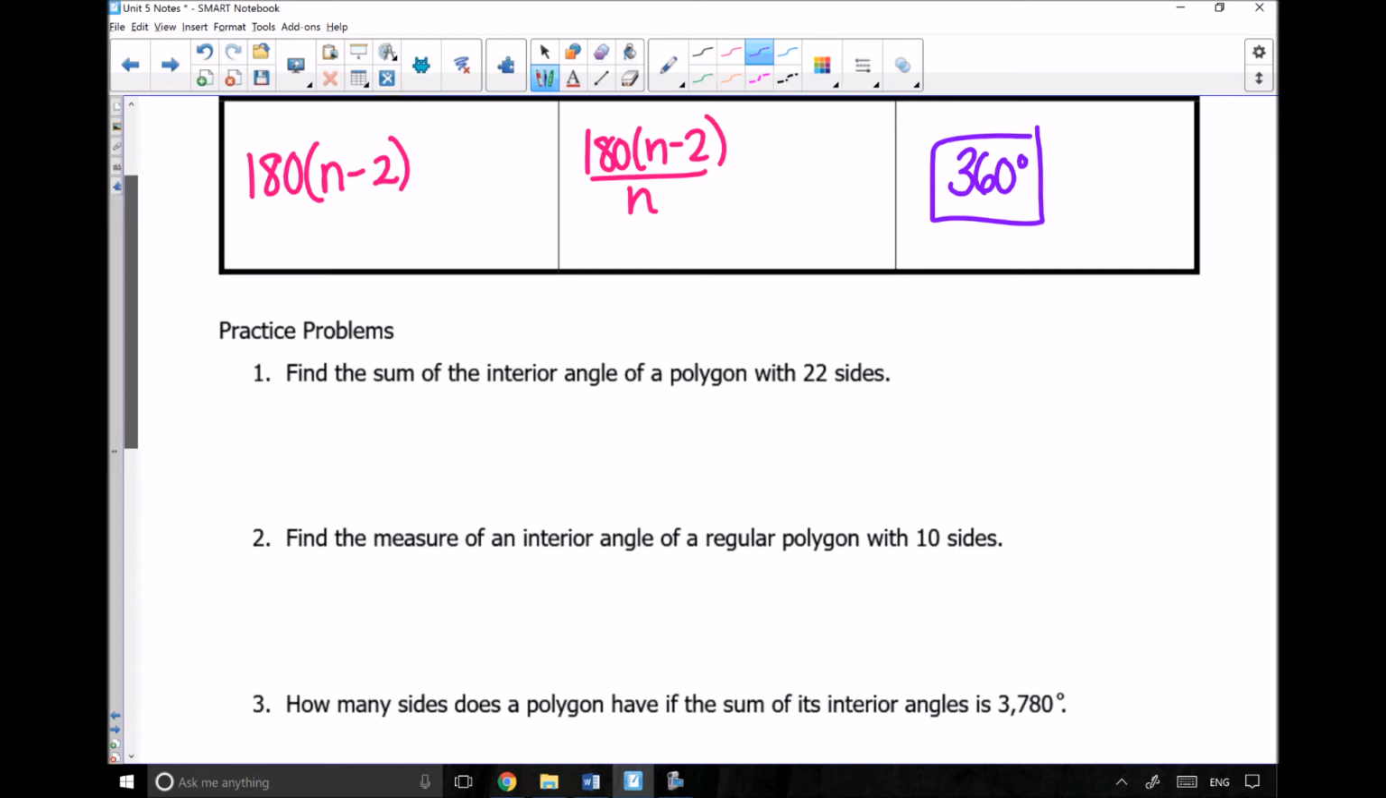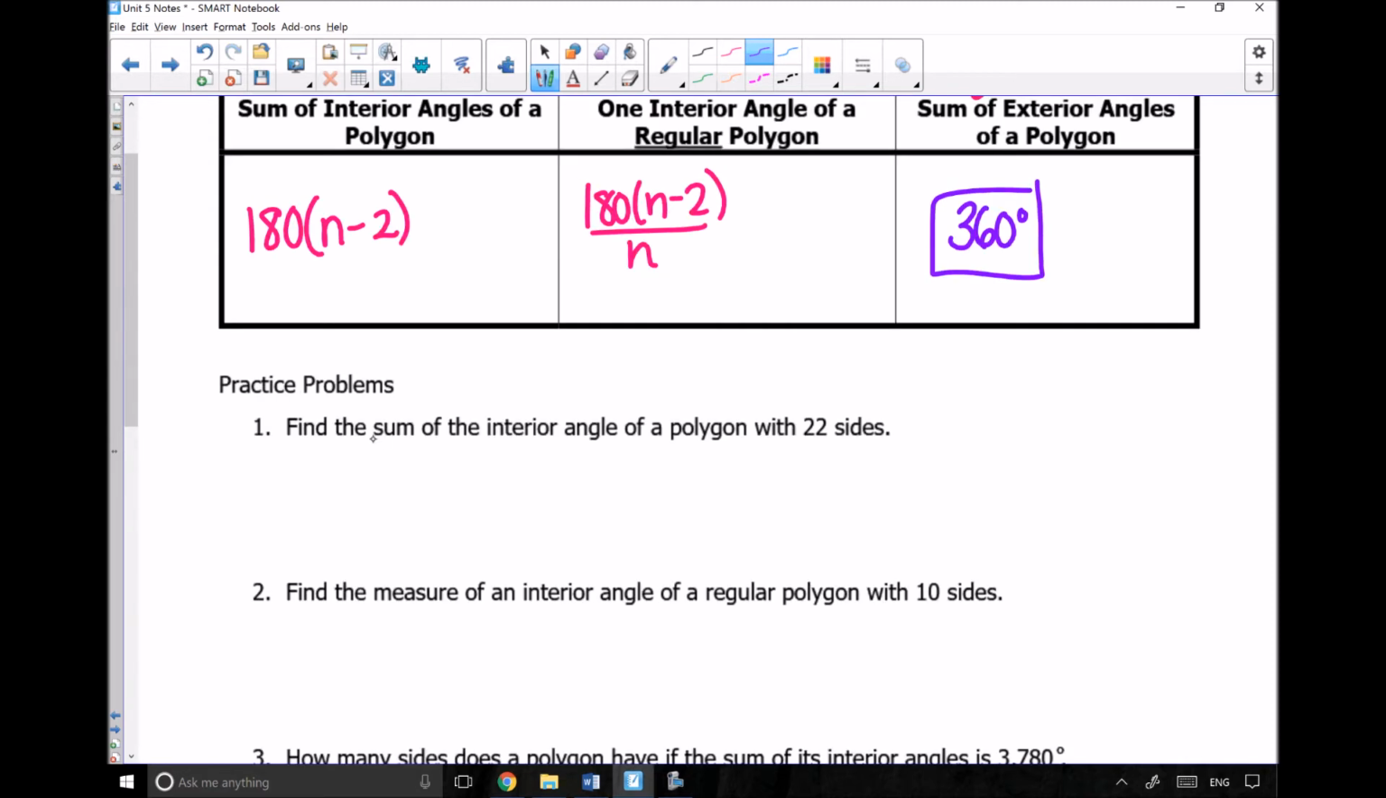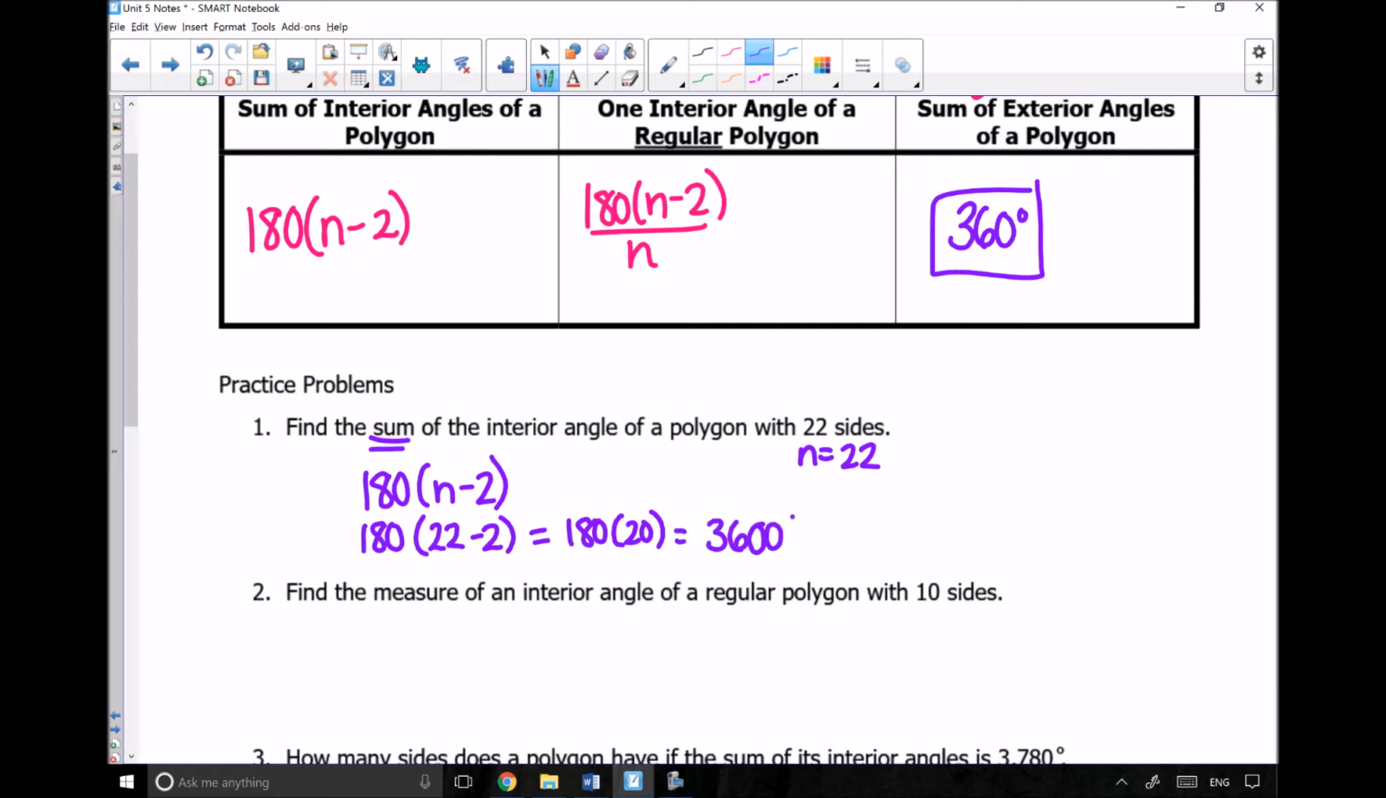Question number 1. Find the sum of the interior angles of a polygon with 22 sides. So this time I want to find the sum. And if I want to find the sum, I'm going to use the formula 180 times n minus 2. So I know right here that if the polygon has 22 sides, that n is 22. So I would do 180 times 22 minus 2, which is 180 times 20. So I know that my answer is going to be that it adds up to 3,600 degrees inside of my 22-sided polygon, my 22-gon. Okay?